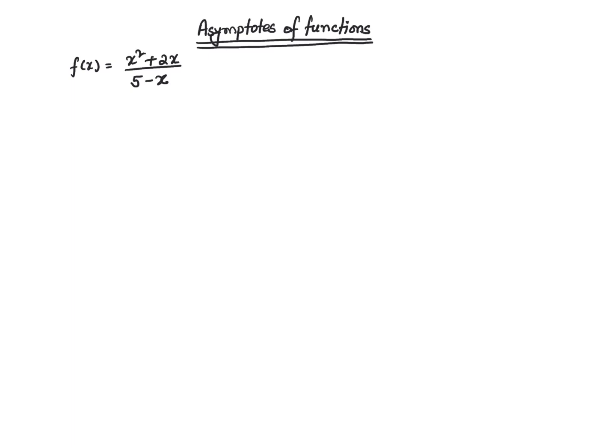In this video, I'm going to investigate the behavior of this function as x approaches infinity. So let's rewrite the function to help us get things done. I'm going to divide both the numerator and the denominator by x. So I'm going to get, in the numerator, x plus 2 over x, and in the denominator, 5 over x minus 1.